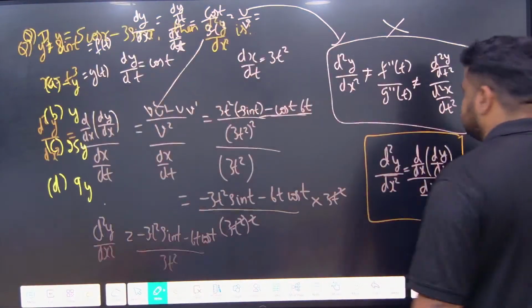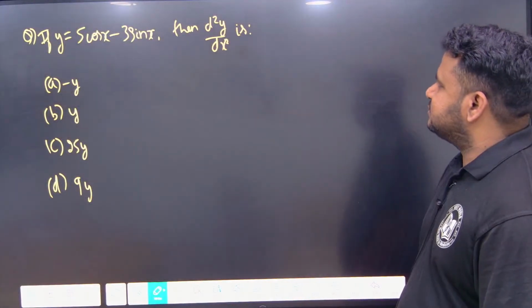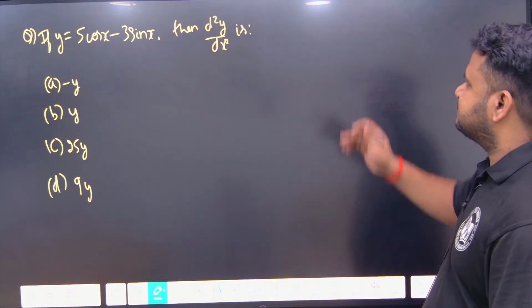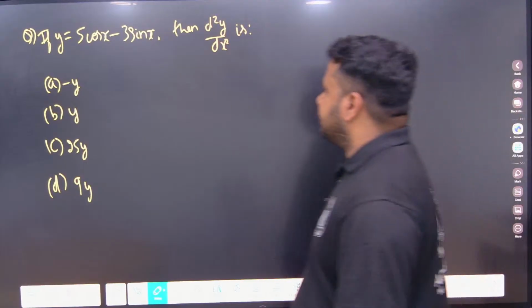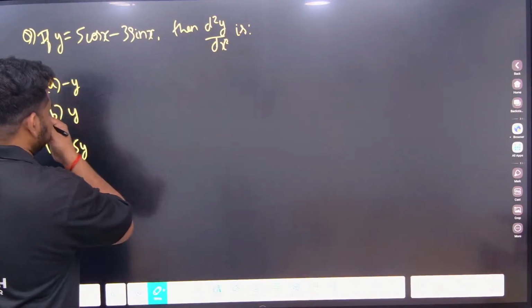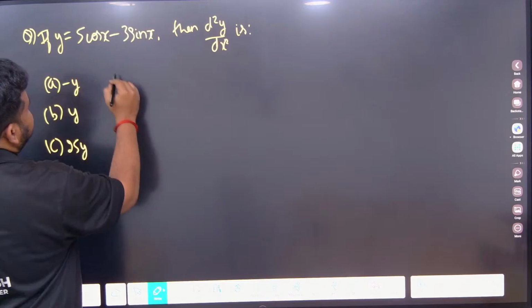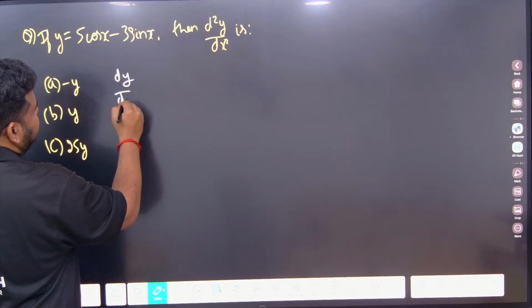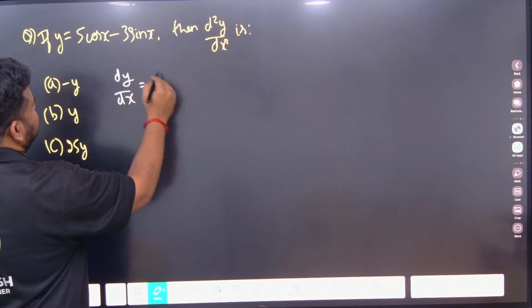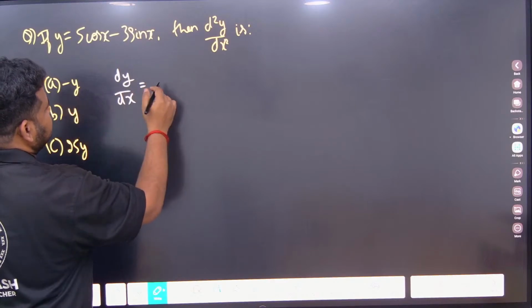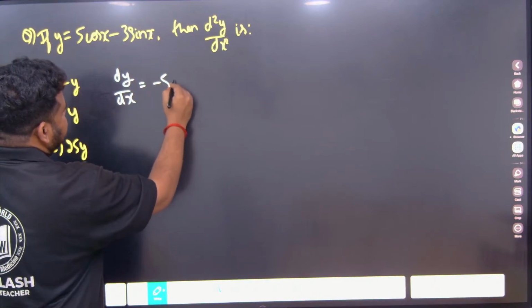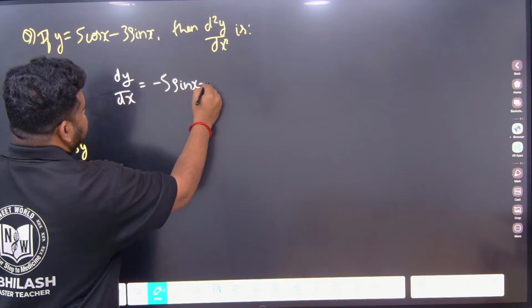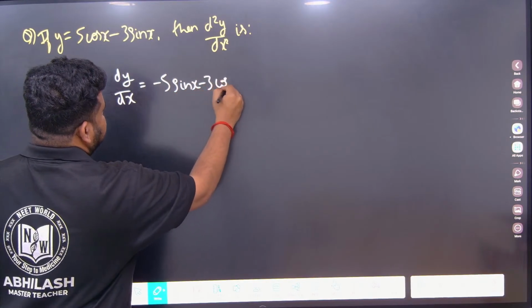Let us proceed to the next question. They were given: if y is equal to 5 cos x minus 3 sin x, then d square y by dx square is equal to what? Okay, so let us do this. y is given, so first let us find the first order derivative. dy by dx is what? 5 into derivative of cos x, which is minus sin x, minus 3 into derivative of sin x, which is cos x. So minus 5 sin x minus 3 cos x.